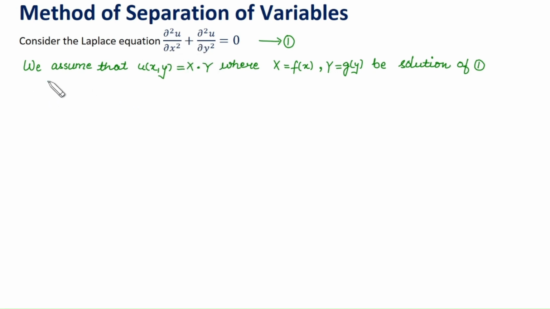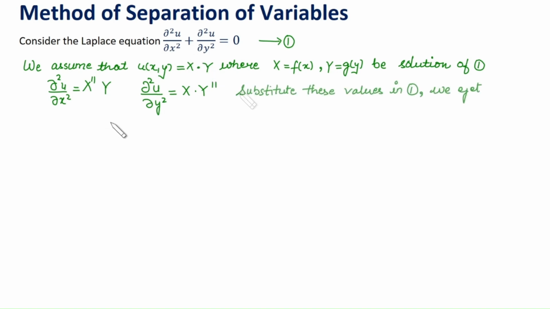Now, as per the requirement, we are going to calculate the partial derivative. So, we need a second order derivative of u with respect to x. It means we need to keep y as a constant. What is the second order derivative of this term? That is the second order derivative of X. Similarly, we can calculate the second order derivative of u with respect to y, keeping x as a constant. So, that is the second order derivative of Y. Now plug these values back into equation number 1. We will get second order derivative of X into Y plus X into second order derivative of Y is equal to 0.